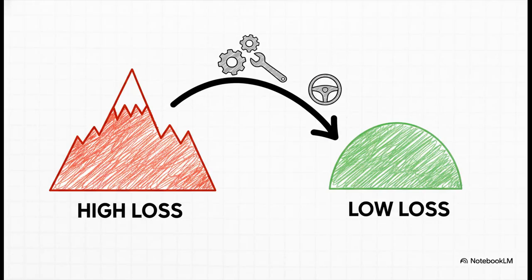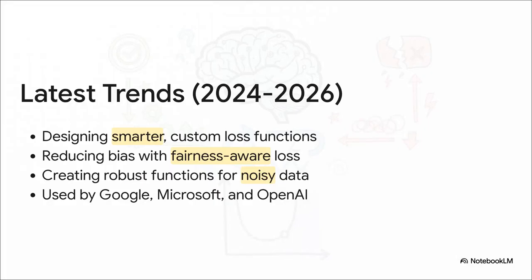When you boil it all down, the goal is just dead simple. Make the loss go down. And the mathematical engine that actually does the work, the thing that figures out which internal knobs and dials to turn inside the AI, that whole process is powered by something called optimization. And believe me, this is not some old, dusty concept from a textbook. This is happening right now. The top minds at places like Google, Microsoft, and OpenAI are literally inventing smarter, custom-built loss functions as we speak. They're designing functions that can help reduce bias in AI or handle the messy, noisy data you find in the real world. This is where a ton of AI magic is being made today.